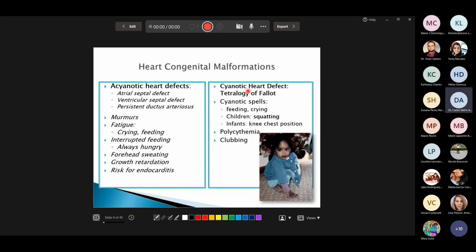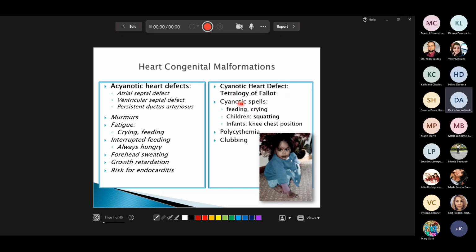There is a variation of congenital heart disease in which the baby is born with cyanosis. It's called tetralogy of Fallot. This is what you need to know. It's called tetralogy because it has four defects at the same time. You don't need to know those defects in detail. Don't complicate. Go to nursing, not to medicine. And in this tetralogy of Fallot, the baby will be cyanotic all the time, will have central cyanosis.